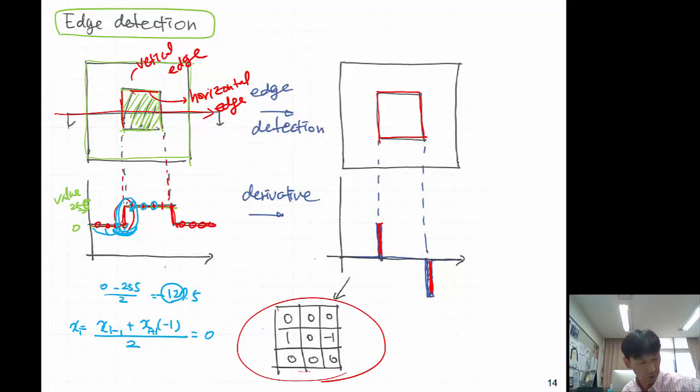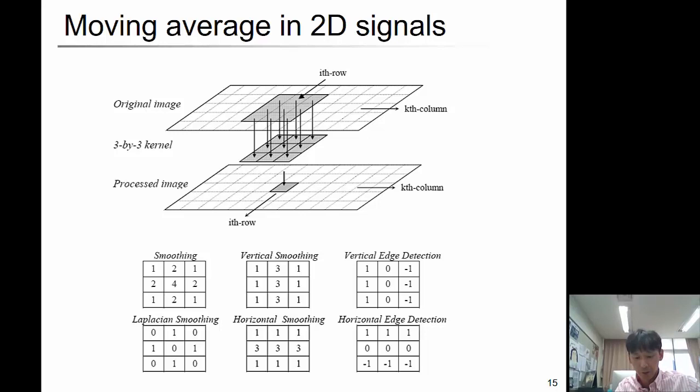In the images it kind of shows a clearer picture. This is the original image, and if you use the 3x3 kernel, you move the kernel column by column and row by row, and get the pixel value for the center position. And there are different types of kernels: smoothing, the Laplacian smoothing, vertical edge, and horizontal edge. You can see that here, it's diagonally symmetric. Also, this one is symmetric vertically, and this one is symmetric horizontally, with the horizontal axis. The vertical edge detection kernel is 1, 0, minus 1, 1, 0, minus 1, 1, 0, minus 1. And horizontal edge detection is flipped by 90 degrees.